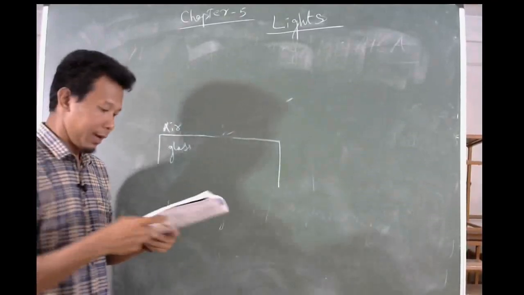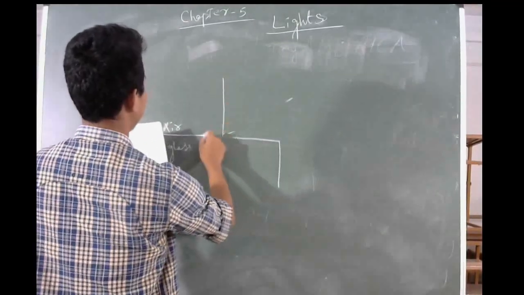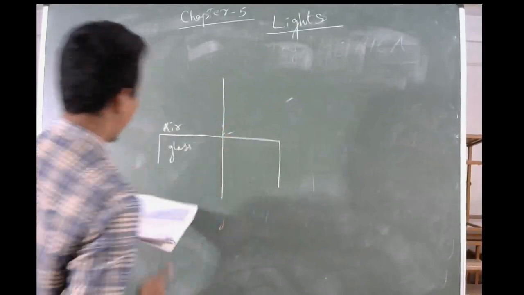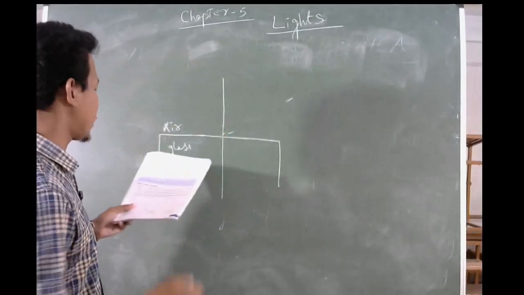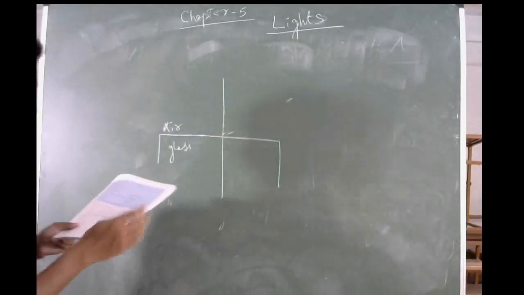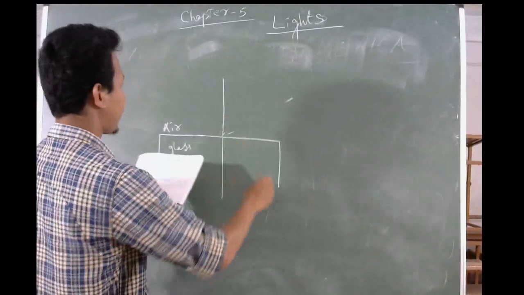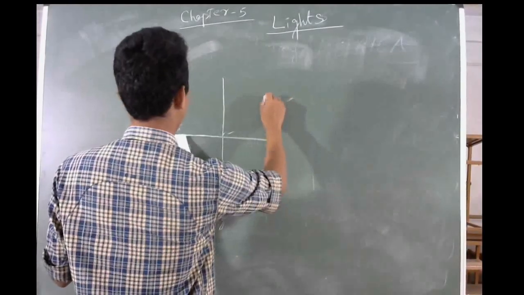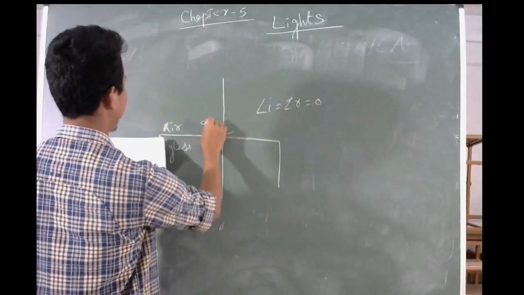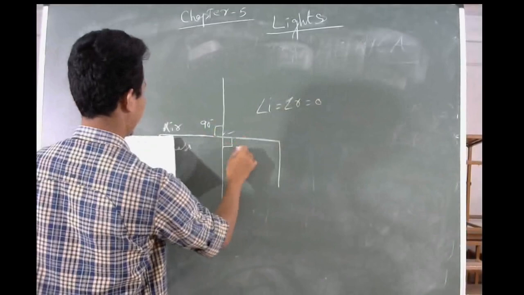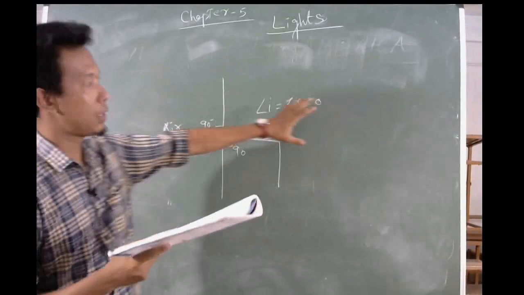So, next we'll see if the light is traveling straight. Okay? When the light is traveling straight at 90 degrees, in this case, what will happen? It will not suffer any refraction. Refraction will be 0. Okay? When it is at 90 degrees, it will not suffer any refraction. The refraction will be 0.